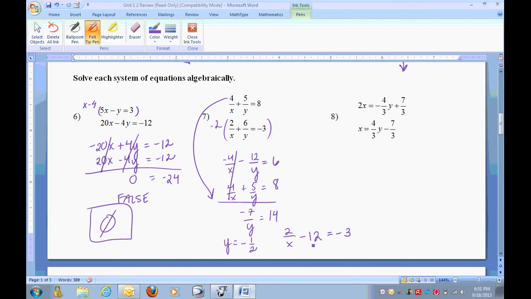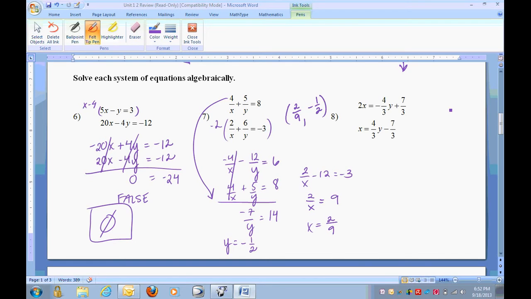So now when I move that 12 over, add 12 to both sides, I end up with 2 over x equals positive 9. Then you can cross multiply and you get x equals 2 over 9 as your solution. So my ordered pair, my solution to this system of equations, my x value is 2 over 9 and my y value is negative 1/2.